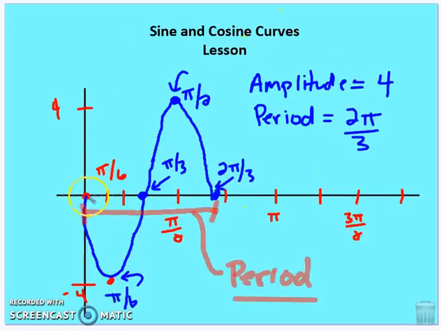All right, so again, another look at this. My period is going to be 2 pi over 3, amplitude of 4. Another graphical representation of the same function.